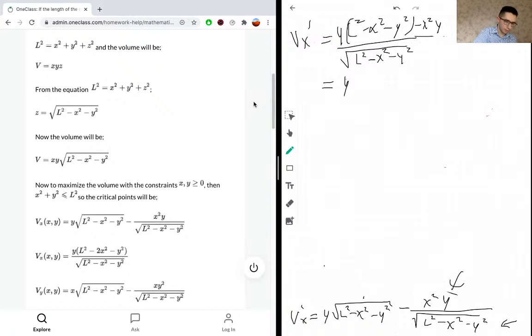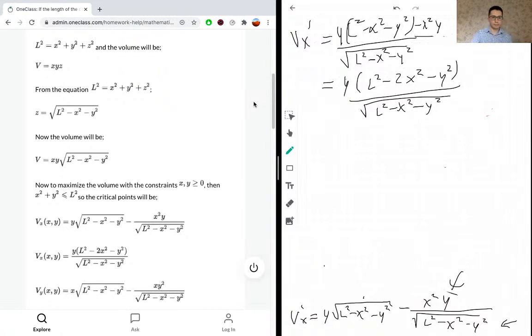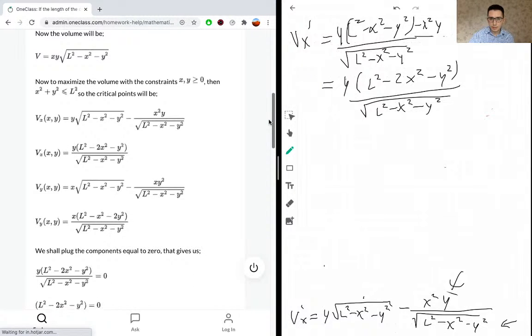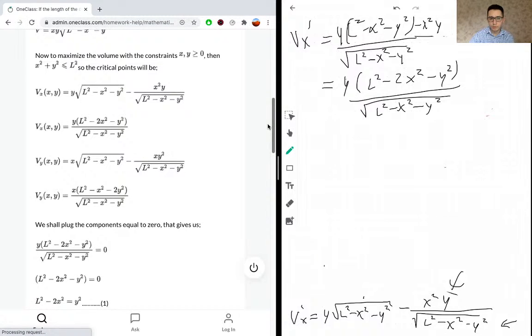Okay, now we're going to put all of this together, so it will be equal to y bracket L squared minus 2x squared minus y squared. And the denominator would still be the same, square root L squared minus x squared minus y squared. Okay.